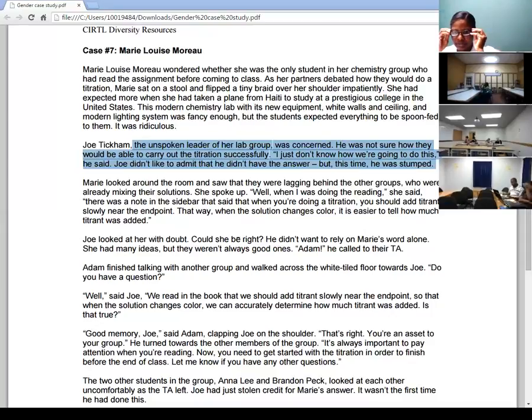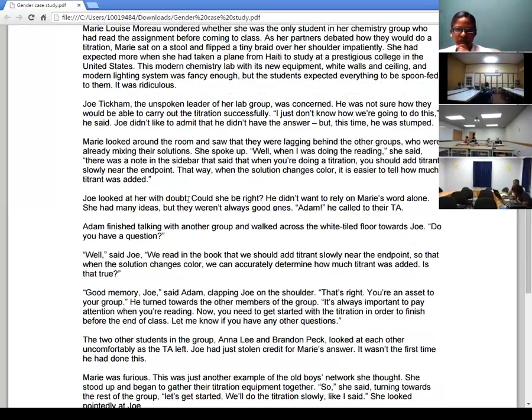Right. Because, in fact, if you notice, Joe's own thoughts about her, when she said what she read, what was Joe thinking? There's a section there that's telling. He looked at her with doubt, and he was wondering whether or not she could be right. Yeah. Right. He didn't rely on her words alone. She had many ideas, but they weren't always good ones.